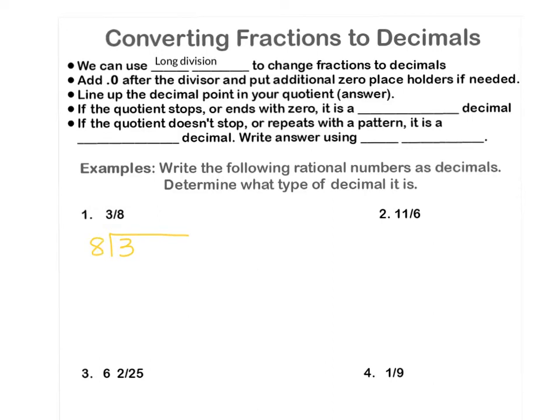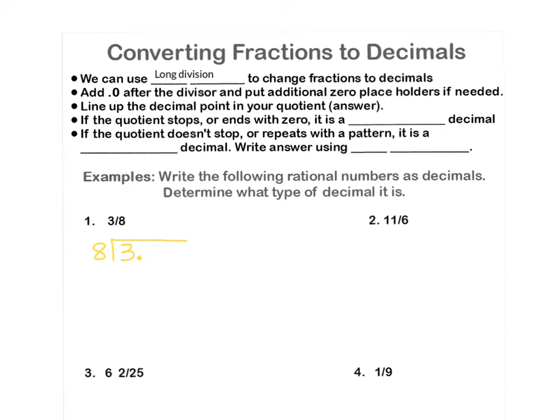Remember, the first number is the number that goes in the box. But looking at that, 8 does not go into 3. So we do want to tack on a 0.0, so that we can have a number that 8 goes into. 8 does go into 30. When we do that, though, we have to make sure that the decimal point is lined up in our answer, or the quotient. So we have to shoot that decimal point directly up into our answer, or our quotient.